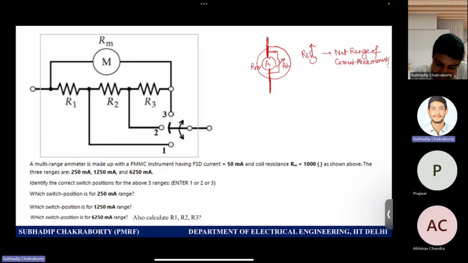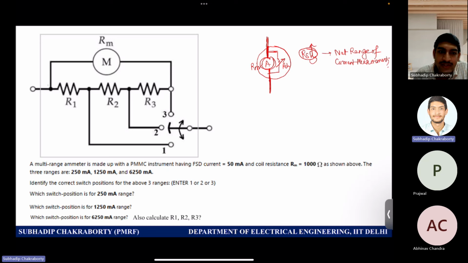So we can analogically tell that if we increase RSH, then the current measurement range will reduce, because your meter has some current carrying capability and you cannot exceed that. Otherwise you will not be able to measure. Okay, the meter will blow.